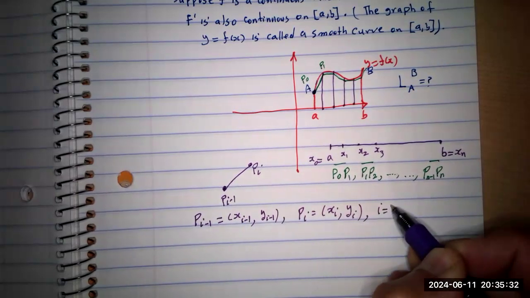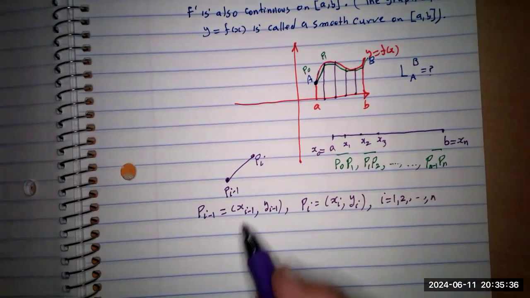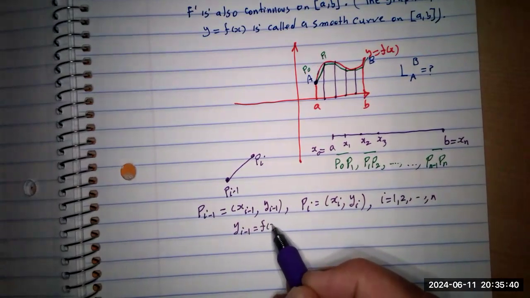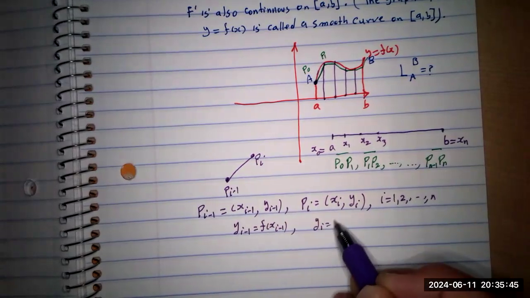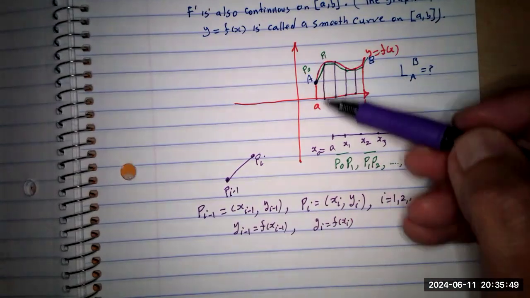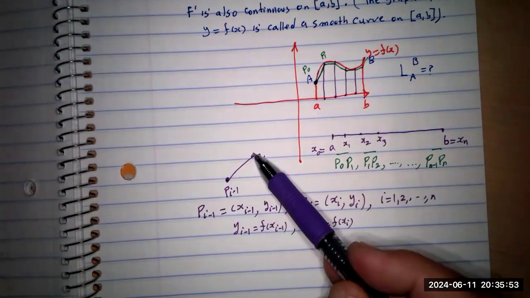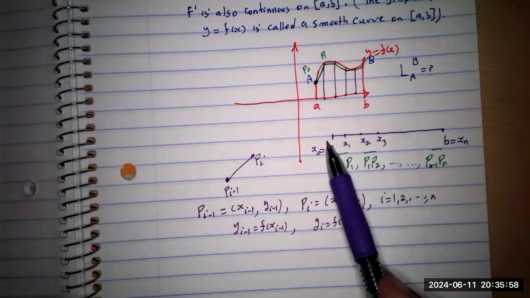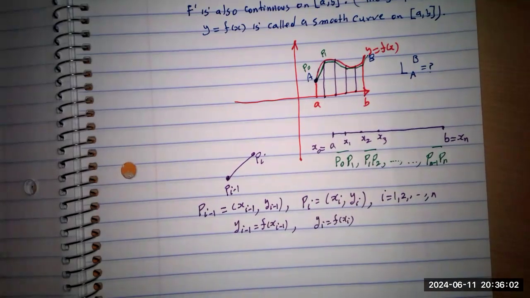Then this i can go from 1, 2, 3 up to the end. Remember, the yi minus 1 is going to be f of xi minus 1, and the yi would be equal to f of xi. It's just the x and the y coordinate of these points. The x coordinate is just the partition point that you get from here, and you drop it back into the function that gives you the y coordinate.